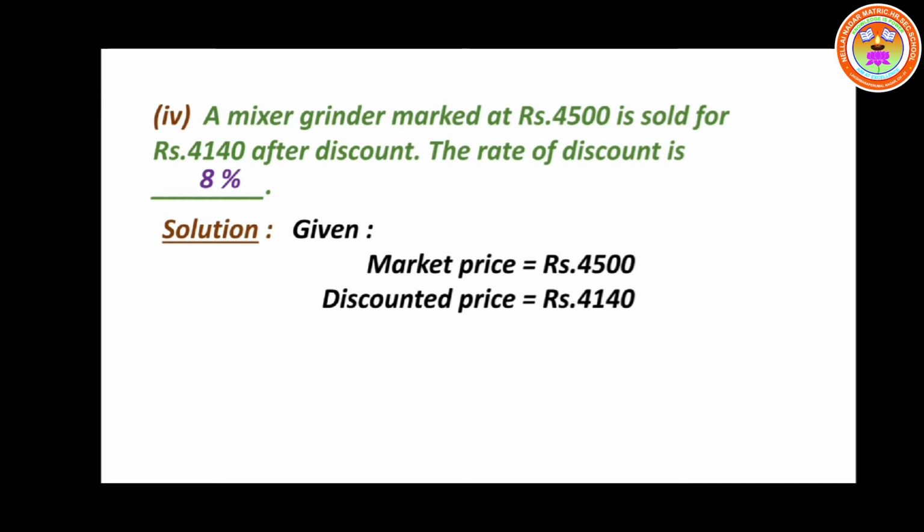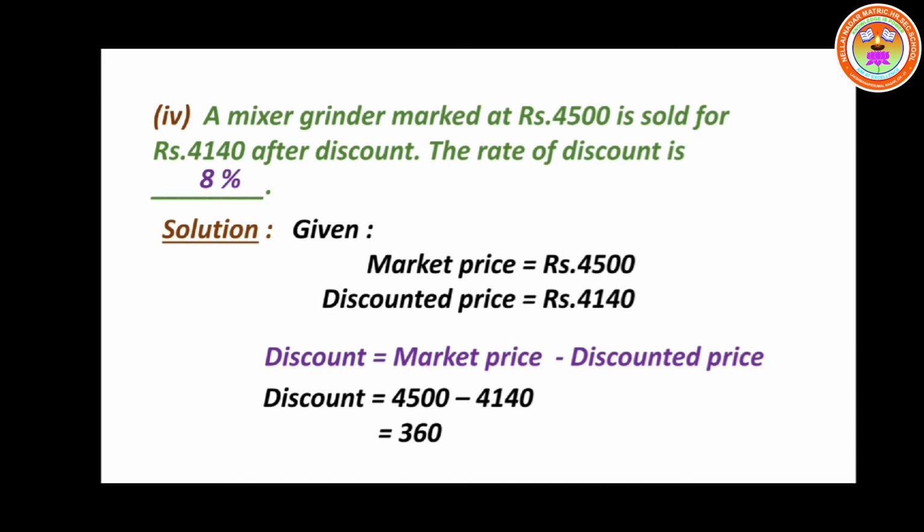What is the formula for discount? Discount is equal to market price minus discounted price. So what is the market price? 4500 minus 4140. So when you subtract, you will be getting 360. So now let us move on to the rate of discount.